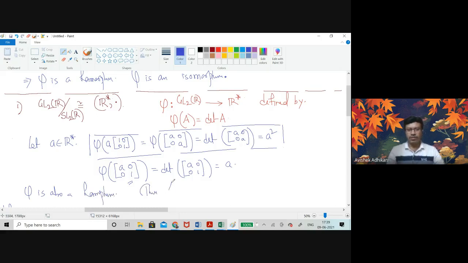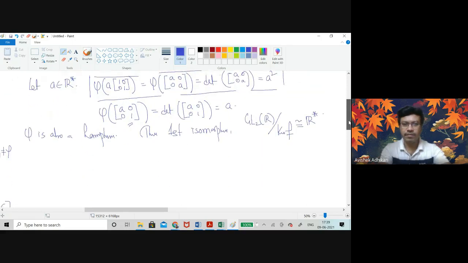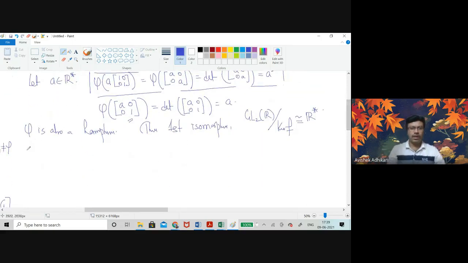Then by the first isomorphism theorem, what can you say? GL2R quotient kernel of phi must be isomorphic to R star. Now the question is, what is the kernel of phi?